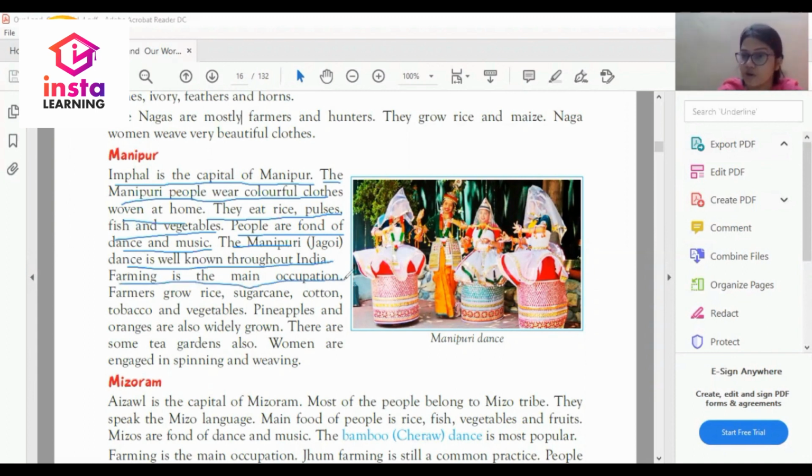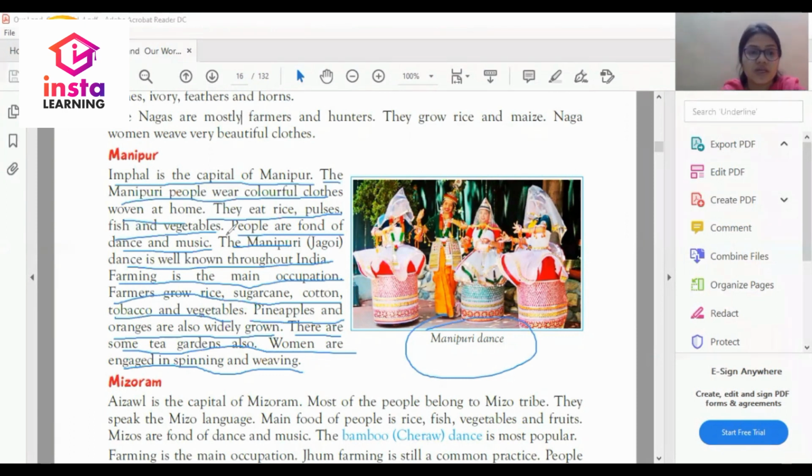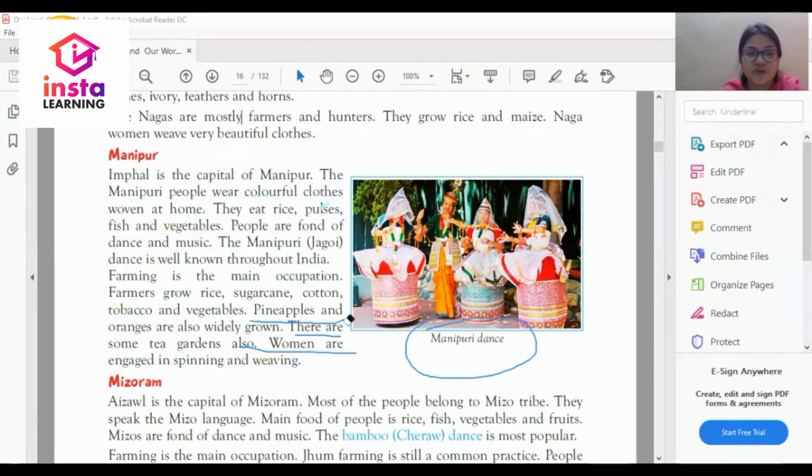Farming is the main occupation. Farmers grow rice, sugarcane, cotton, tobacco, and vegetables. Pineapples and oranges are widely grown. There are some tea gardens also. Women are engaged in spinning and weaving. This is the pictorial part of Manipuri dance, as you can see on my screen. Let's discuss Mizoram.